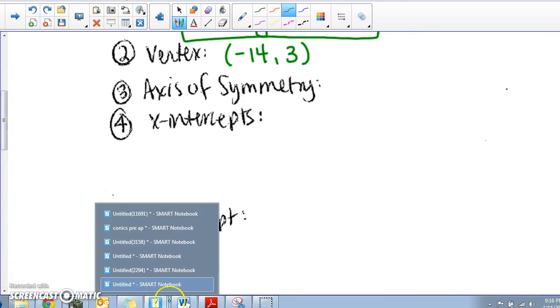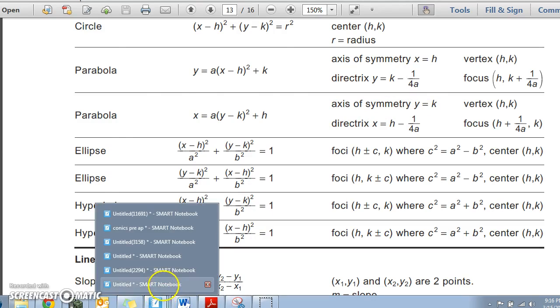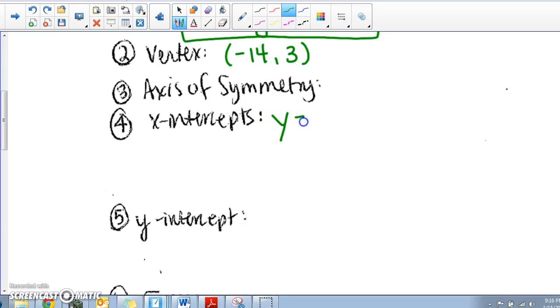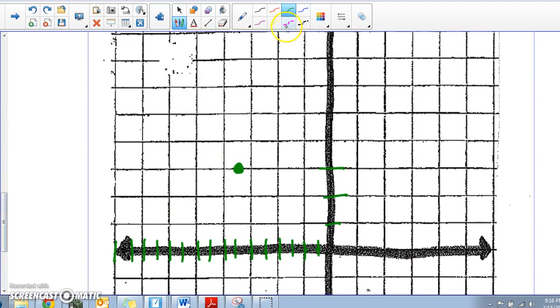Now, to do our axis of symmetry, go back to our formula sheet. Axis of symmetry will be y equals k this time. So it'll be y equals k, which is 3. So on our graph, that would be right through the vertex still. So it would look like this.